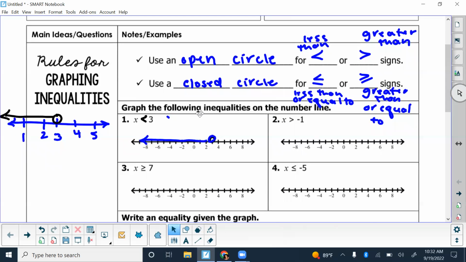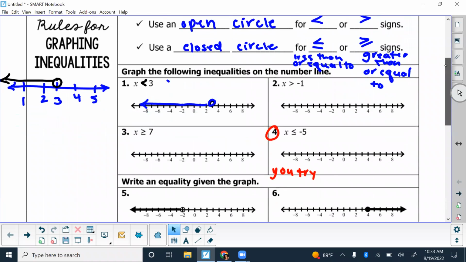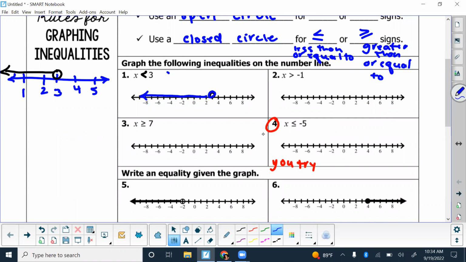All right, how about you guys try number 4 then? You guys try number 4 based on what we did in number 1. All right, so where would the circle be in example 4? On the -5. So see that we both put it in the same spot, the -5 would be here. Would it be an open or a closed circle? Closed, so fill in that circle.